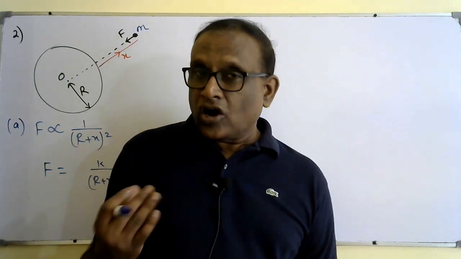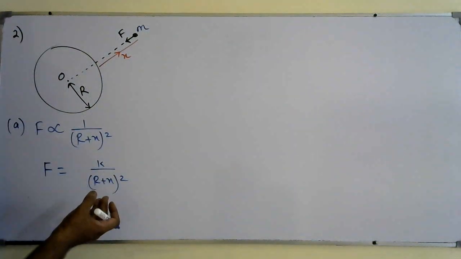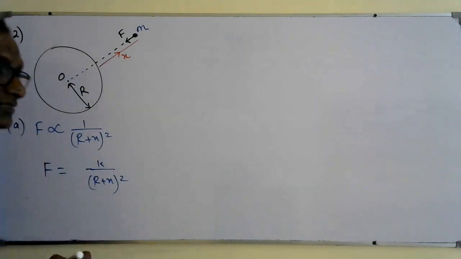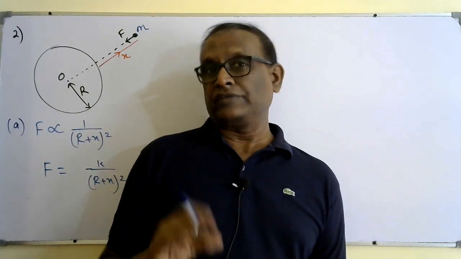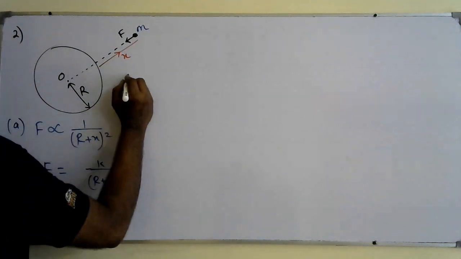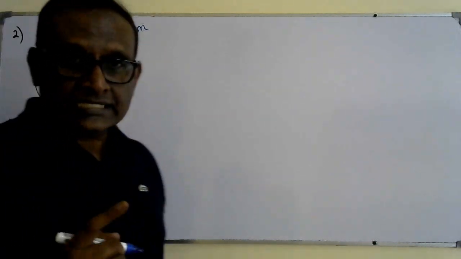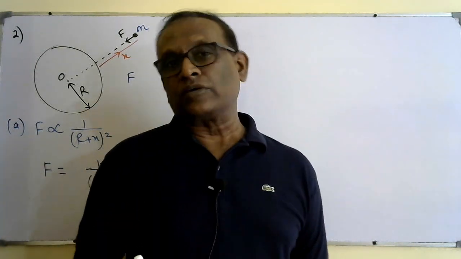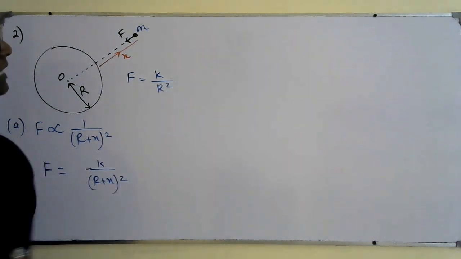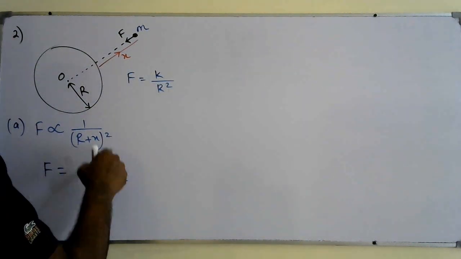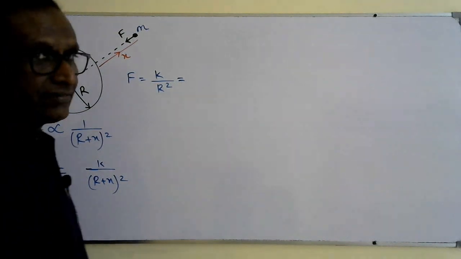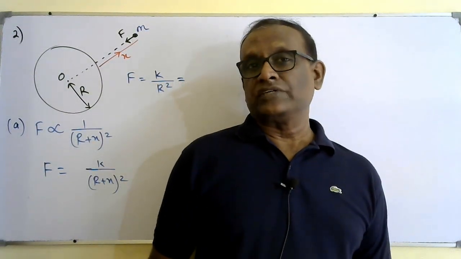For that, they are telling us that on the surface of Earth, the gravitational acceleration is g. So I use the same principle for when the particle just reaches the surface of Earth, not touching it. If it touches the Earth, then there will be a normal reaction. So when it just reaches the surface of Earth, the force acting on it is also inversely proportional to the distance from the center of the Earth, so it must be equal to k over R squared. The constant is the same constant. At the same time, the acceleration on the surface of Earth is g.